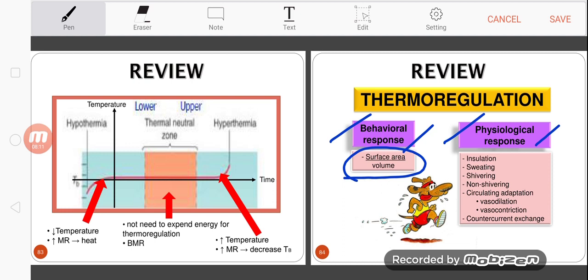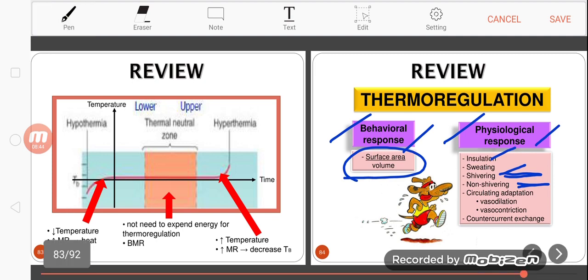Physiological response here, insulation. Whales or polar bears have a thick layer of fat. That thick layer of fat and fur act as insulation. Sweating is also physiological, shivering and non-shivering. Shivering is the muscle, non-shivering is BAT, brown adipose tissue, and then circulation adaptation, whether vasodilation or vasoconstriction, and also countercurrent.